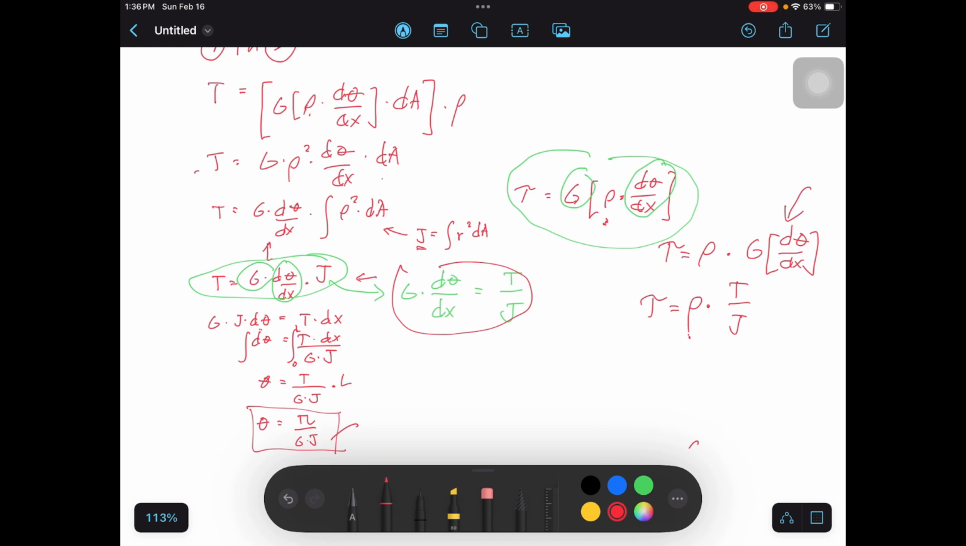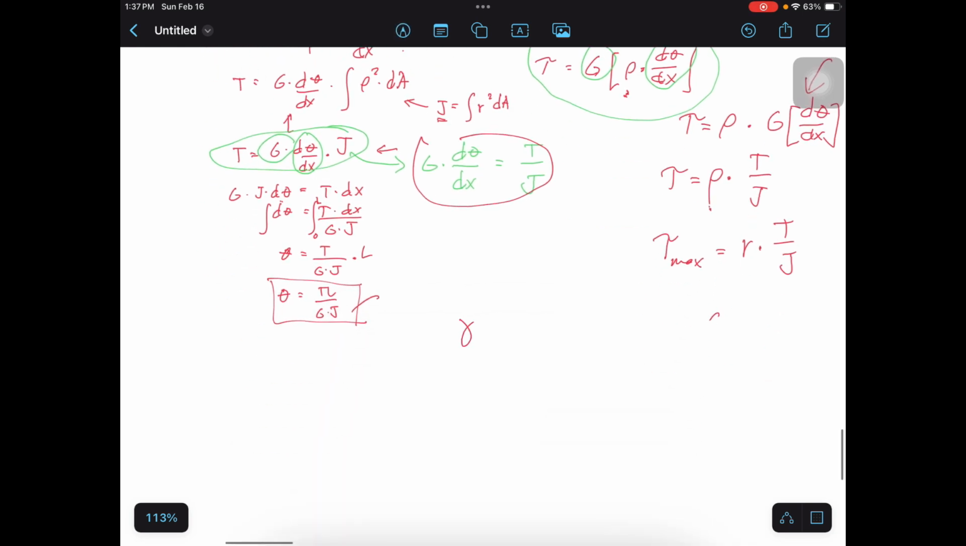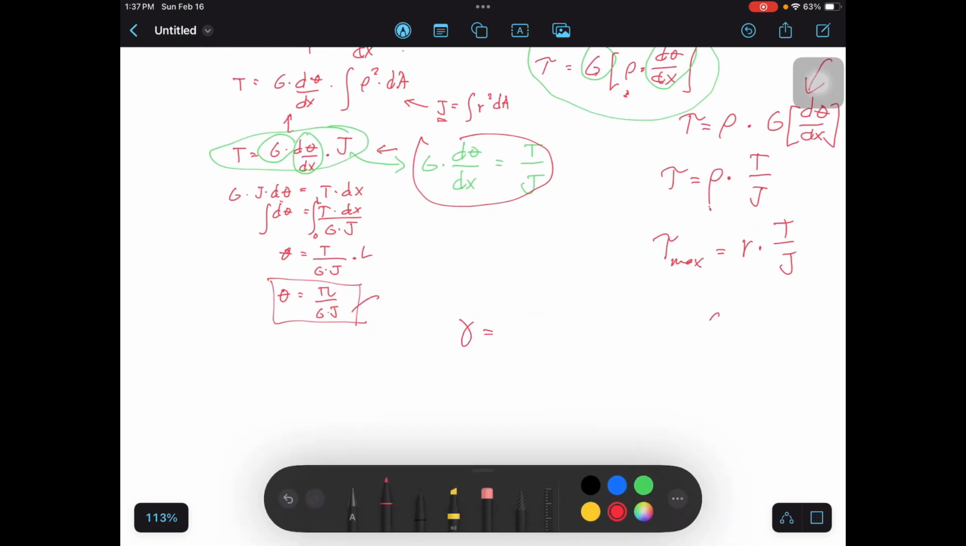Pero kung gusto mong kunin ang maximum na stress, that happens sa surface ng shaft, diba? So, gawin mo siyang ganito lang. So, if you want to get strain nga, yung kanina, si strain na, shear strain na yan, anong pwede mong gamitin?